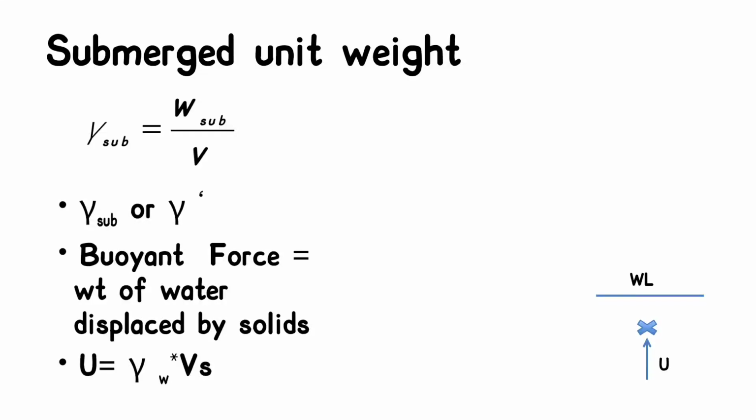Now let's say that the soil is below water level. Now this soil will be acted upon by an upward buoyant force. This buoyant force will be equal to the weight of water displaced by the solid soil. So U, the buoyant force, can be taken as gamma w into Vs, where Vs is the volume of soil solids, because buoyant force is the weight of water displaced by that volume of soil solids.